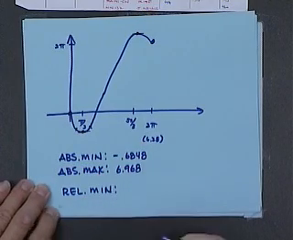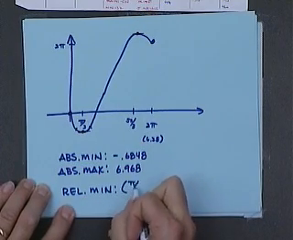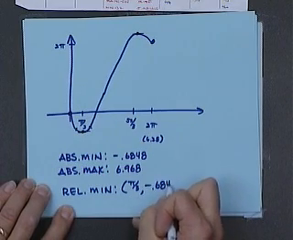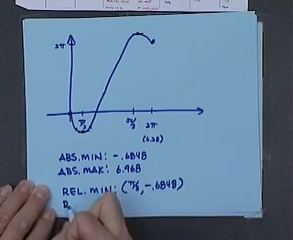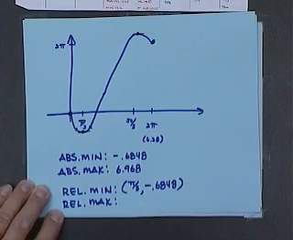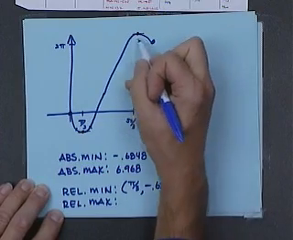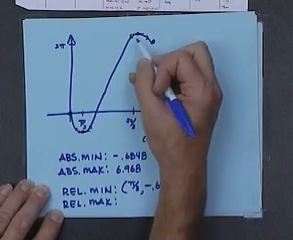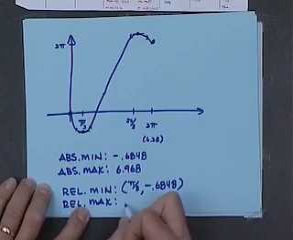So a relative minimum occurs at the point pi over 3, negative 0.6848. And a relative max, which happened to be the absolute max as well, occurs at this point because if you take an open interval containing 5 pi over 3, it is the highest point in that open interval.